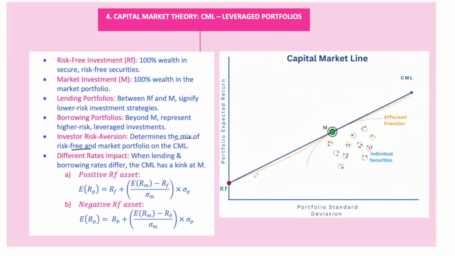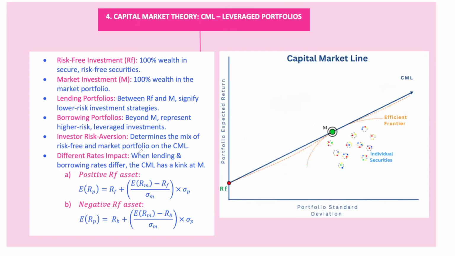If you're conservative, you'll stay to the left. More T-bills, less market. If you're moderate, you'll hang out near point M, 100% in the market. And if you're risk-loving, you'll move beyond M, borrowing to boost returns.